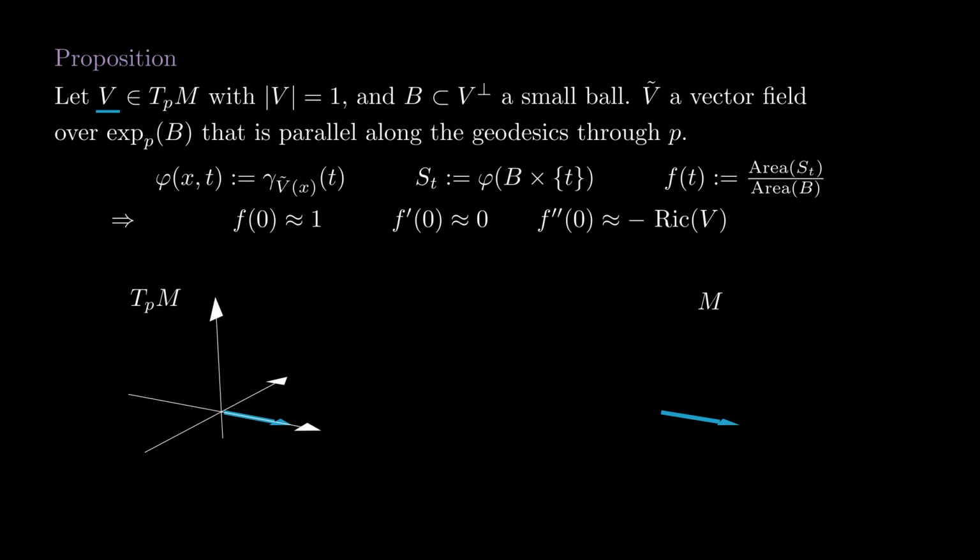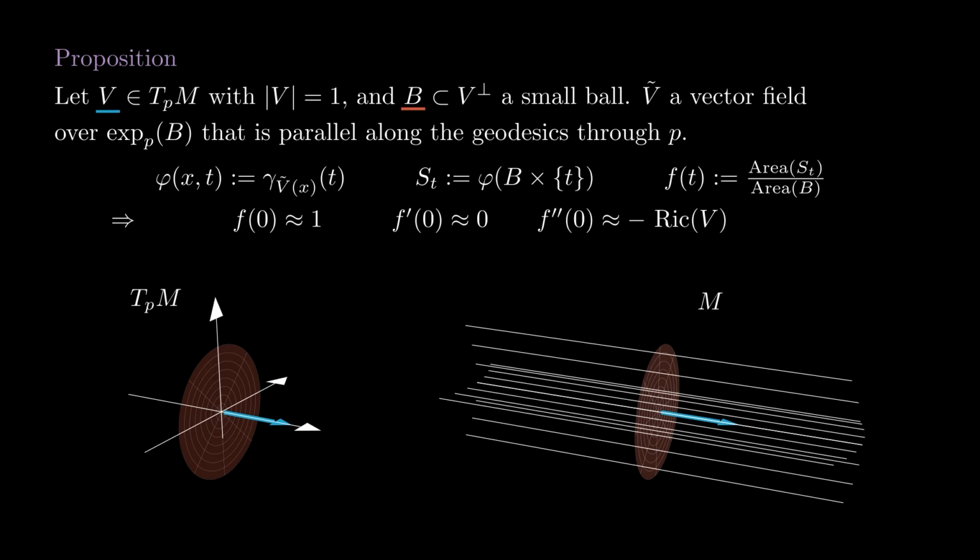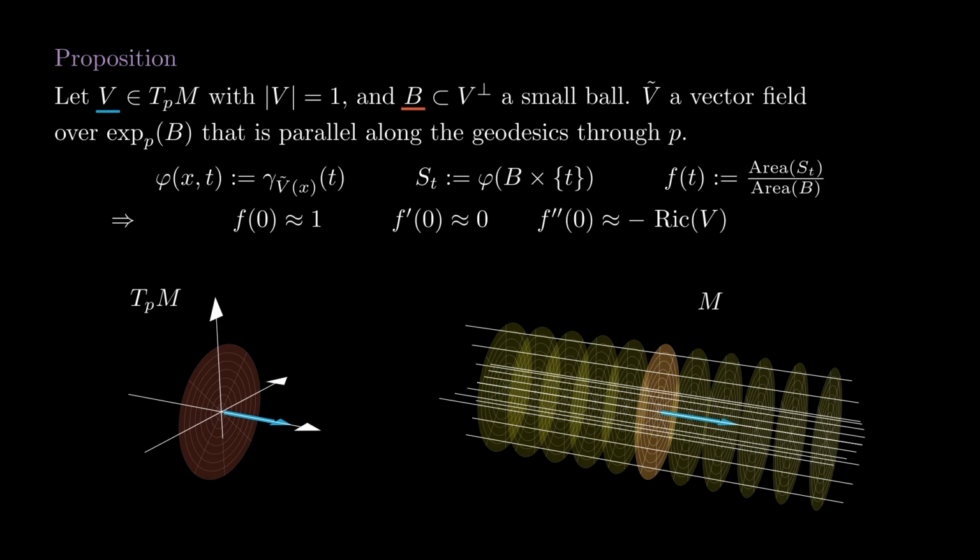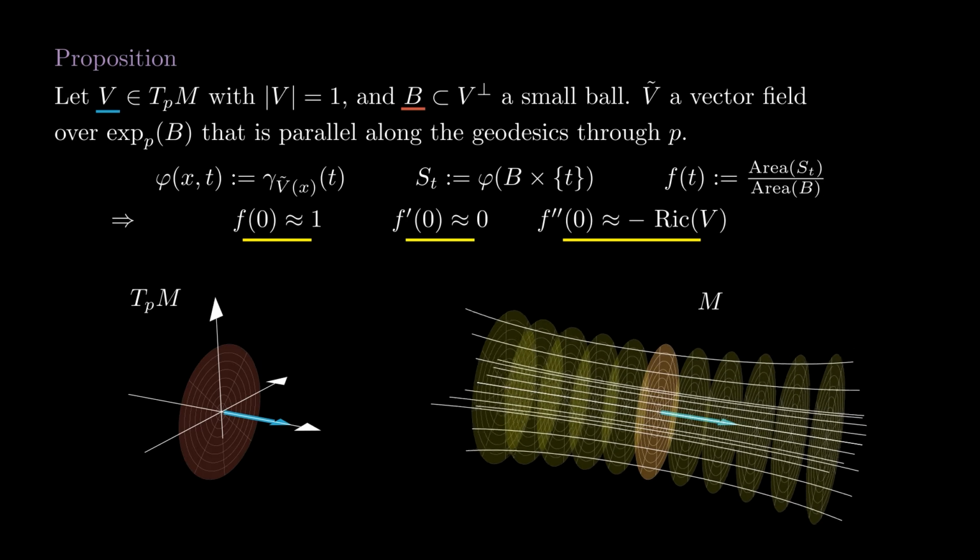The Ricci curvature also has a description in terms of areas. Take B, a small ball in the orthogonal complement of v in T_pM. We can again construct a vector field V tilde over exp of v that is parallel along the geodesics passing through p, and take the collection of geodesics with those initial conditions. Again, we can put all of these geodesics together into a single function phi. For a time t, we call S_t the image of the ball B at time t, and analyze its area as a function of time. Then again, f is concave when these geodesics get together on average, and convex when they spread out on average.